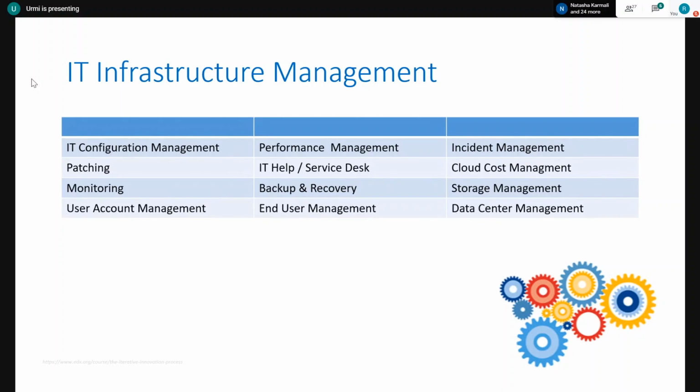So patching refers to the entire layer of the infrastructure: switches, routers, servers, storage. All these hardware pieces have firmware and they have an operating system on it, so they all need to be patched against the vulnerabilities of being attacked.